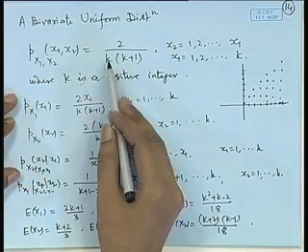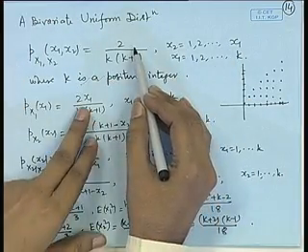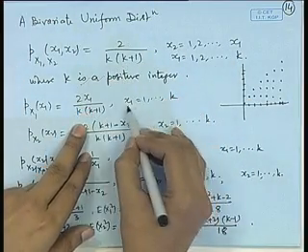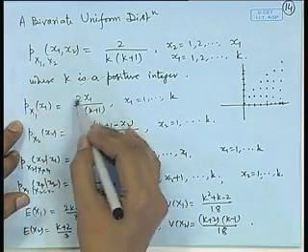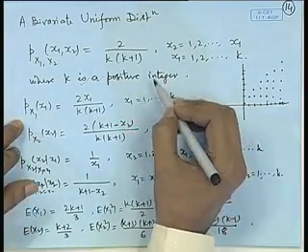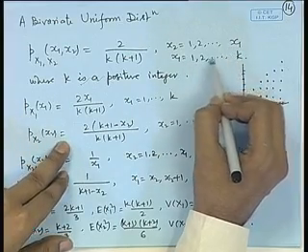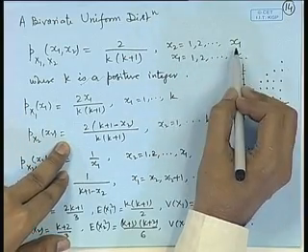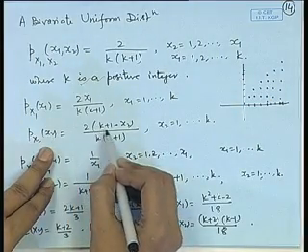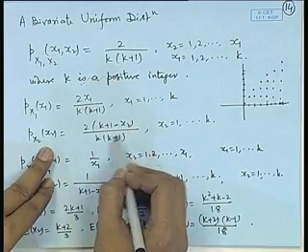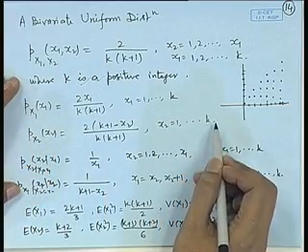We can easily see that for the marginal distributions, if we sum over x2 from 1 to x1, this will give 2x1 by k into k plus 1 for x1 equal to 1 to k. So, the marginal distribution of x1 is obtained like this. In a similar way, if we sum over x1 from x2 to k, then we get the marginal distribution of x2 as 2 into k plus 1 minus x2 divided by k into k plus 1 for x2 equal to 1 to k.